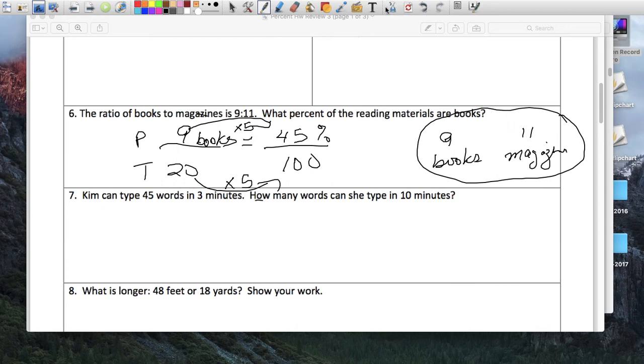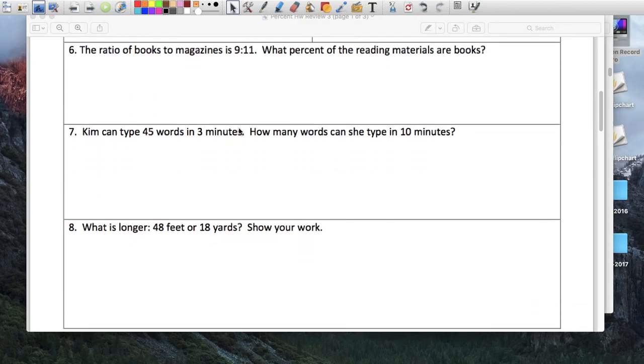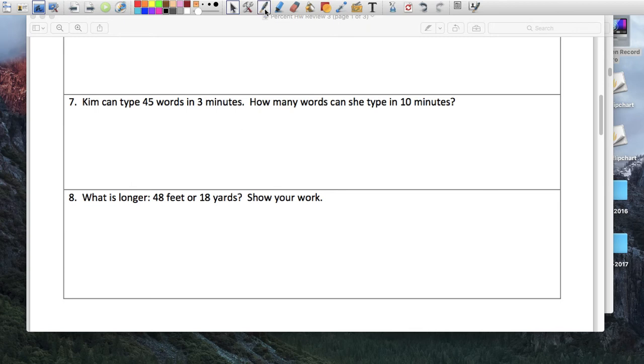Okay. So notice that I've been setting a proportion over and over again for literally all the questions till now. So again, here, Kim can type 45 words in 3 minutes. How many can she type in 10 minutes? Well, let's write it up. 45 words, 3 minutes. And we want to see how much she can type in 10 minutes.